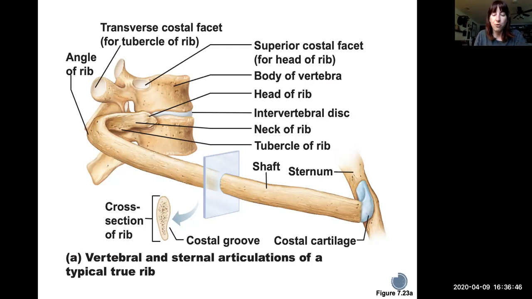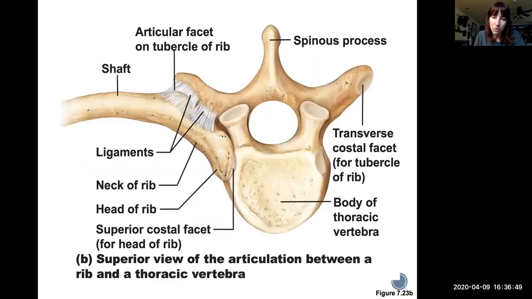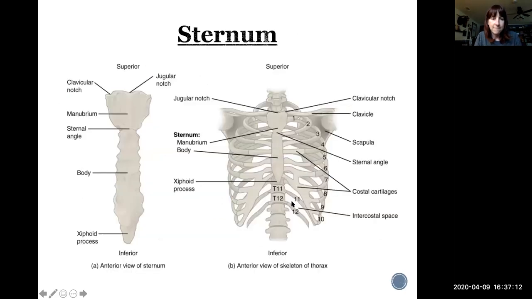Okay, it is 4:30. Here's another view of that. Same thing, the head interacting with the body of the vertebra, the tubercle interacting with the transverse process of the vertebra, the shaft of the rib, the neck of the rib, the vertebral foramen, the spinous process, the other transverse process, the body, more sternum stuff. This is to help you see another view of this. First and second ribs, I don't know, because the first one attaches to the manubrium? I don't know. Don't worry about it.